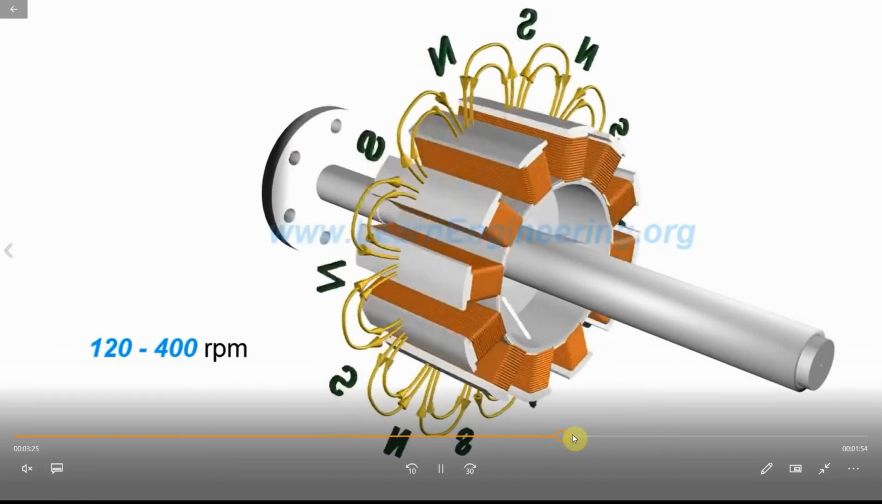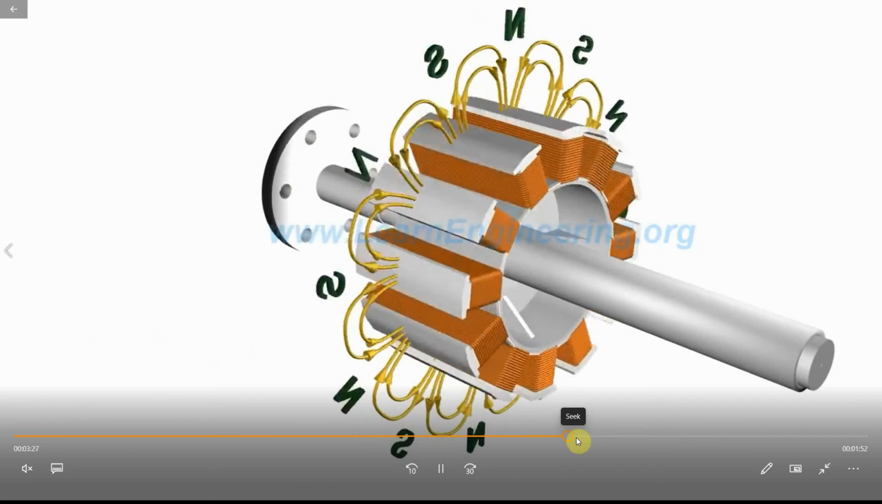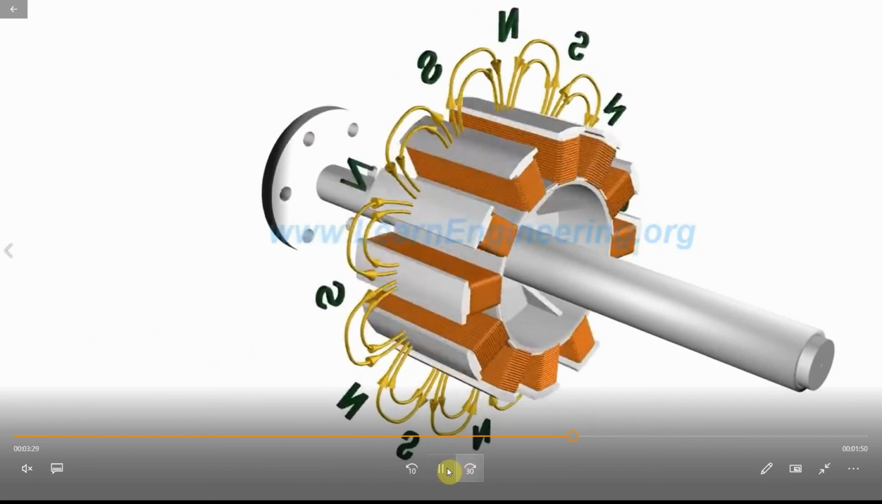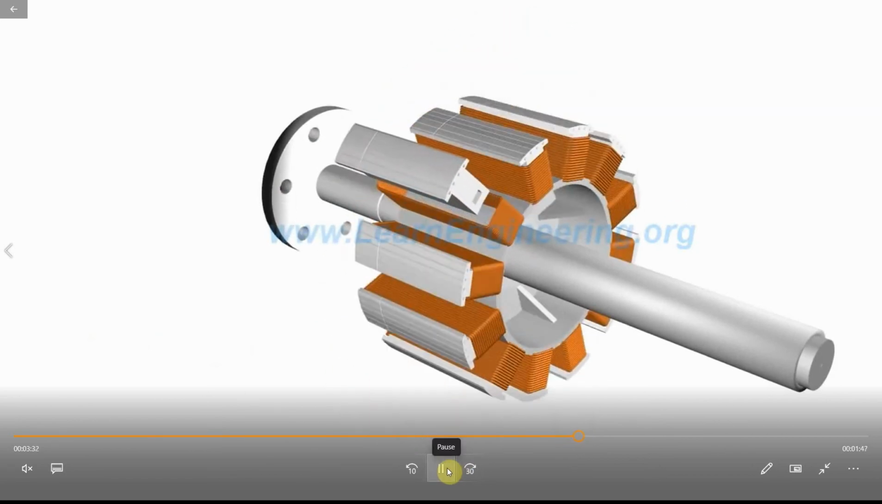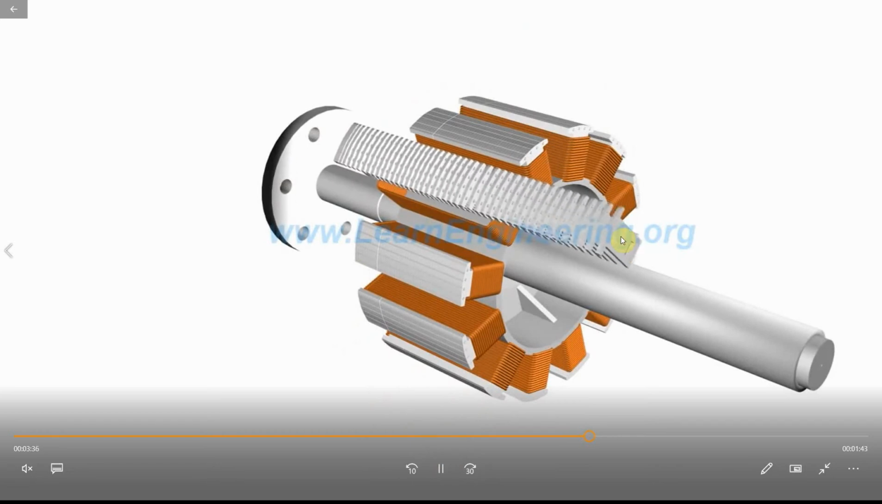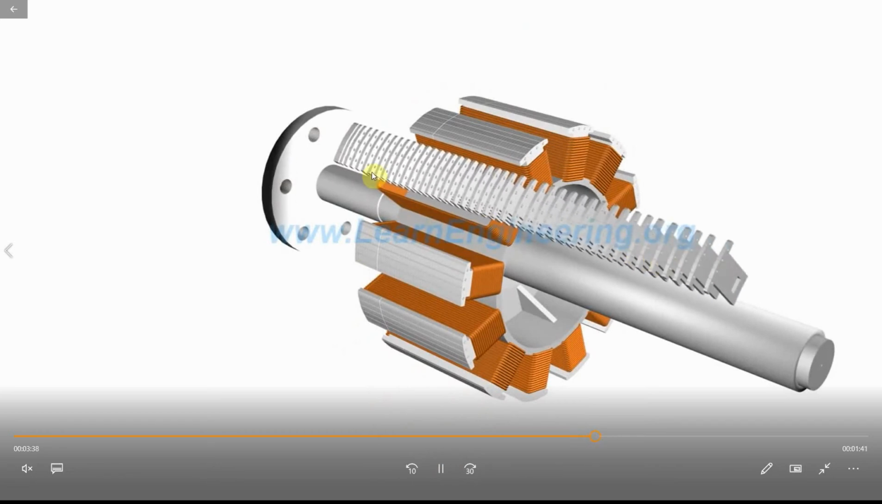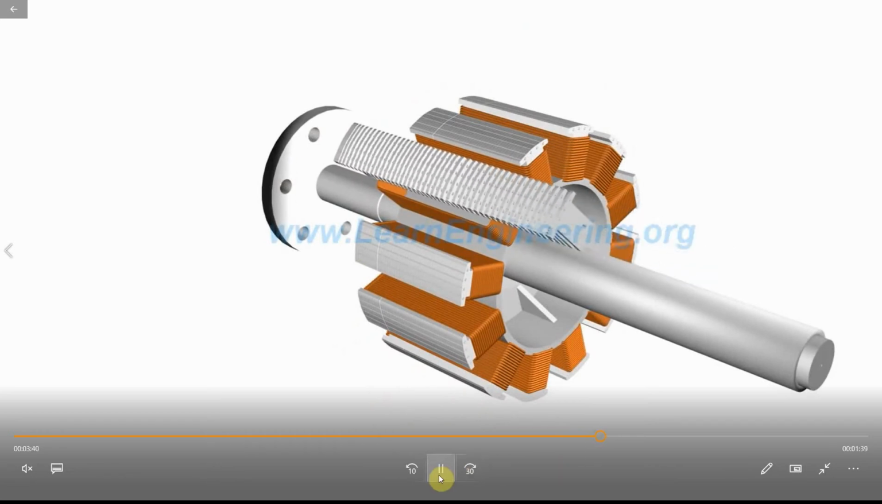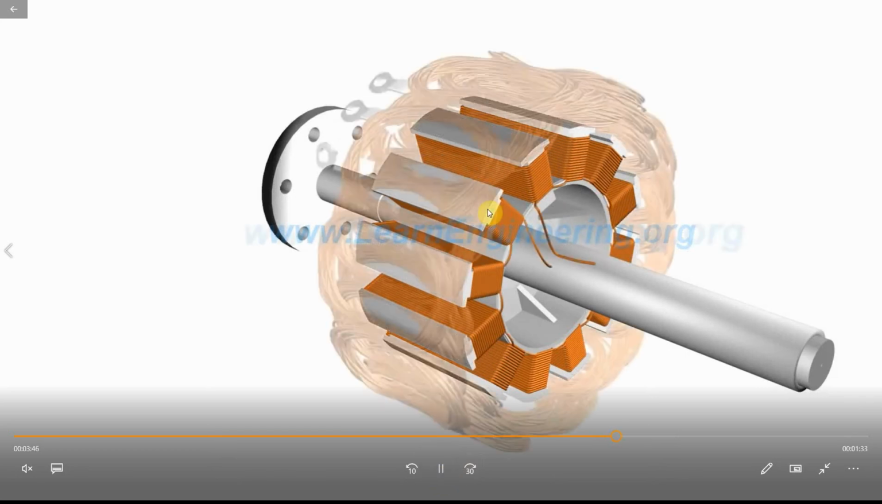This is how it is rotating. As you can see, the speed of the rotor is 120 to 400 rpm. This is how the poles have been made. It is made with thin laminated steel. Why thin laminated steel? To reduce the losses. Okay, and they are stacked together with a bar.